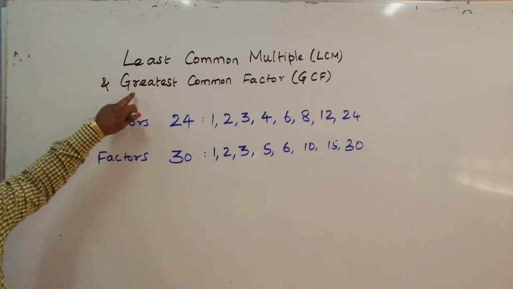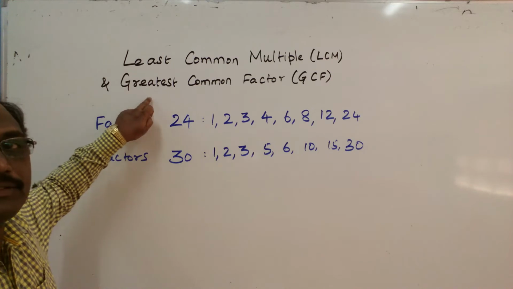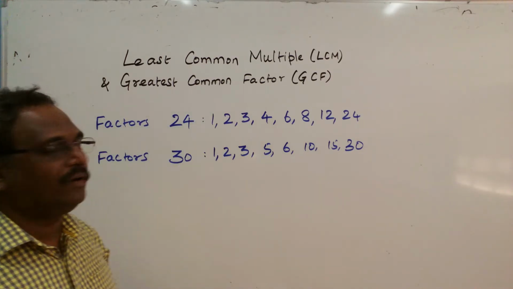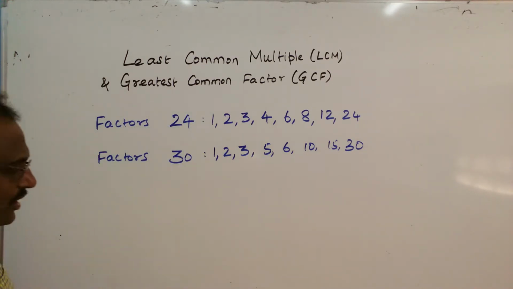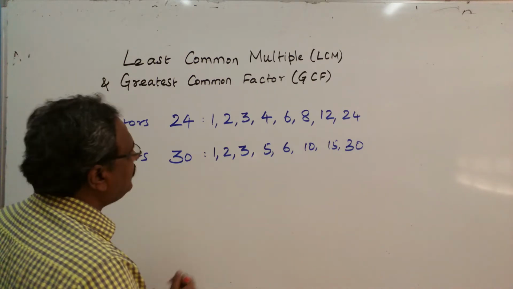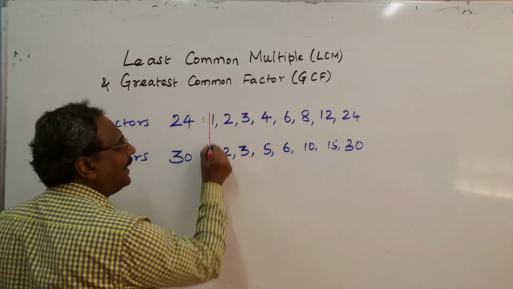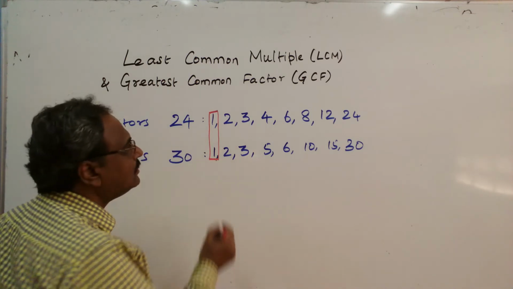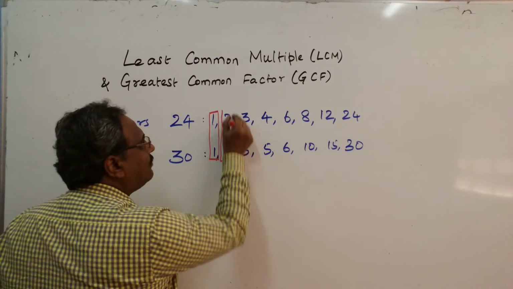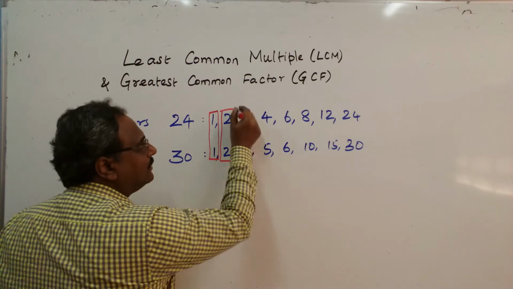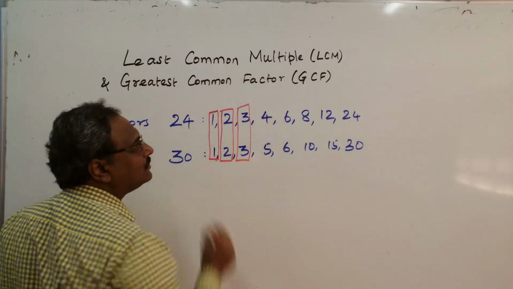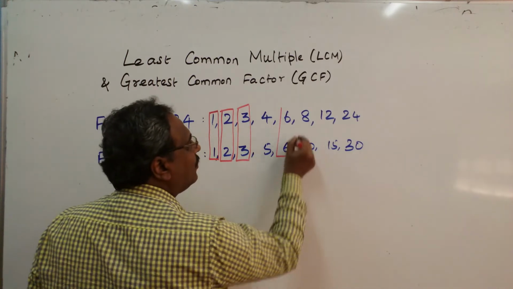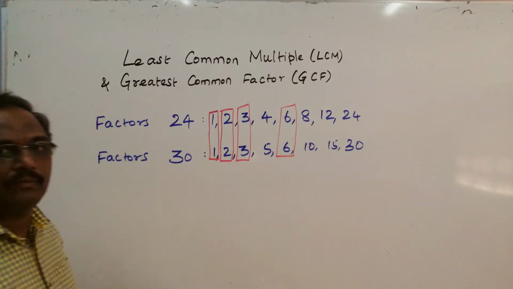Now, we are going to define the meaning of greatest common factor. When I check here, I can find some common factors. 1 is a common factor. 2 is a common factor. 3 is a common factor. And 6 is a common factor.